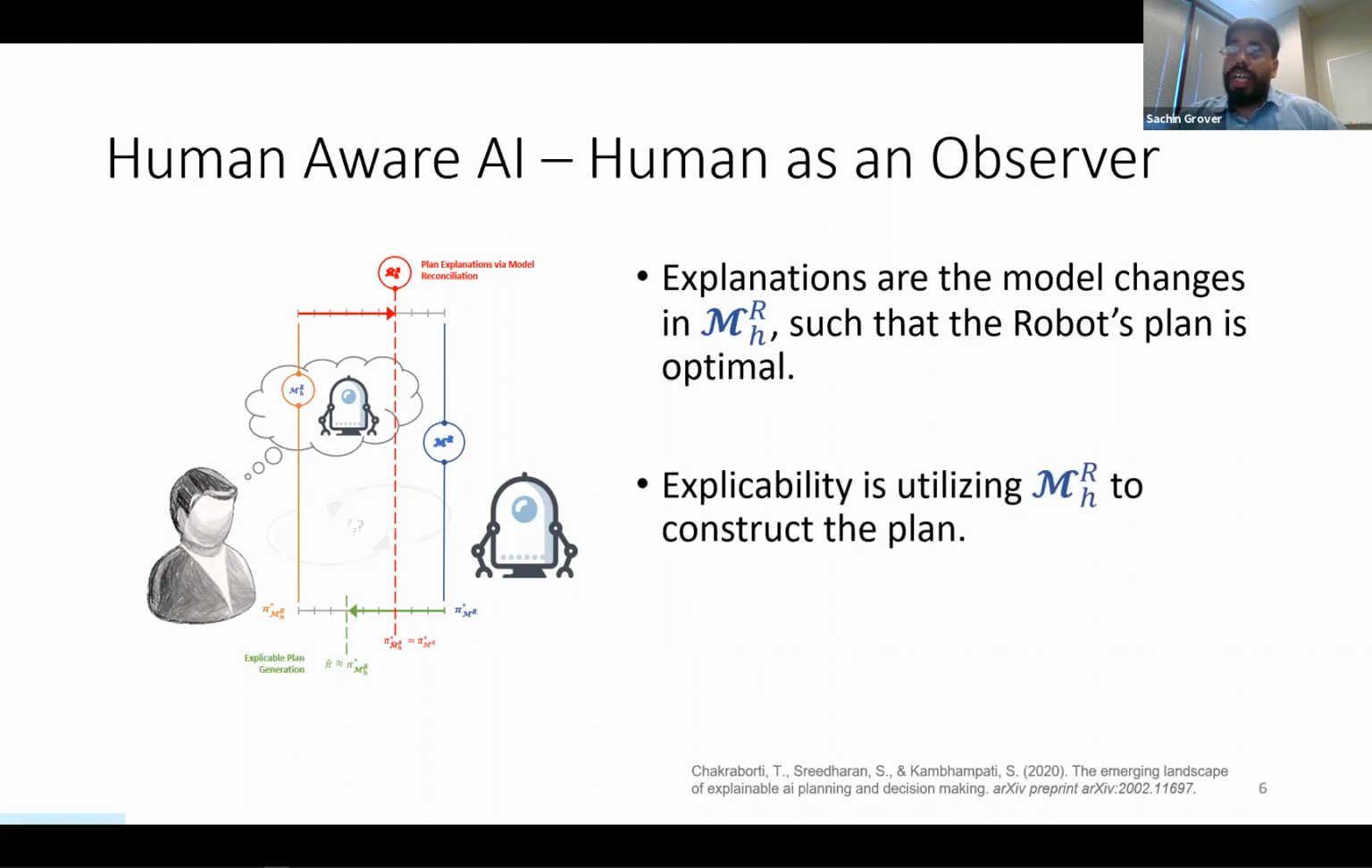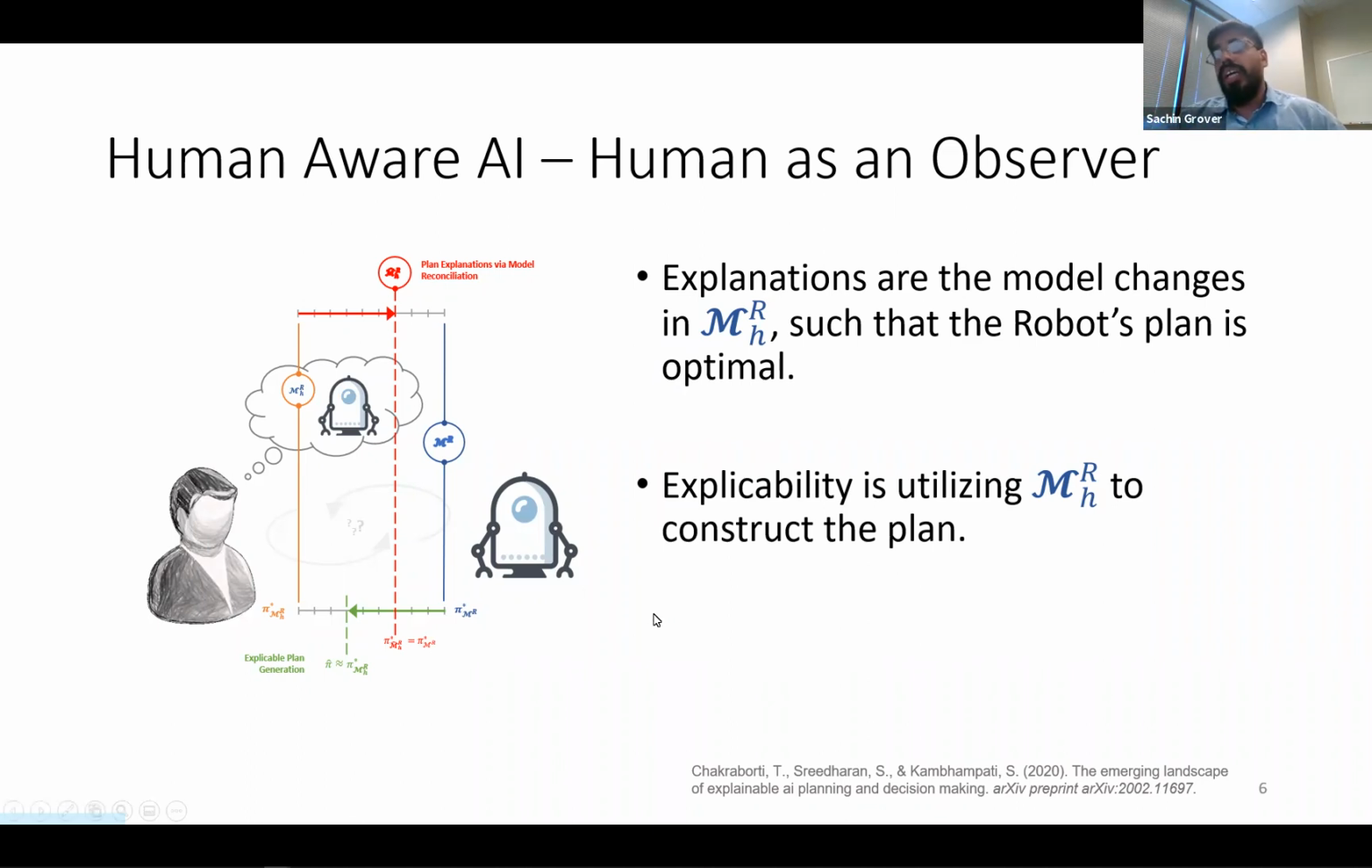Whereas in another way, the robot can actually act explicably as well. What explicability means is that the robot ends up changing its own plan and makes sure that whatever the human understands about the robot, they will be able to understand the plan from that model. In turn, it actually takes a hit on its own cost and then provides a plan that would be easier for the human to understand.